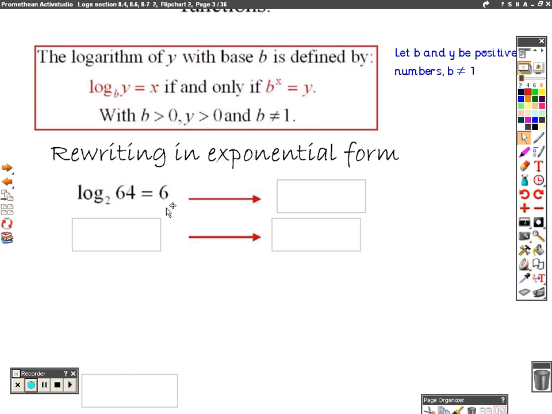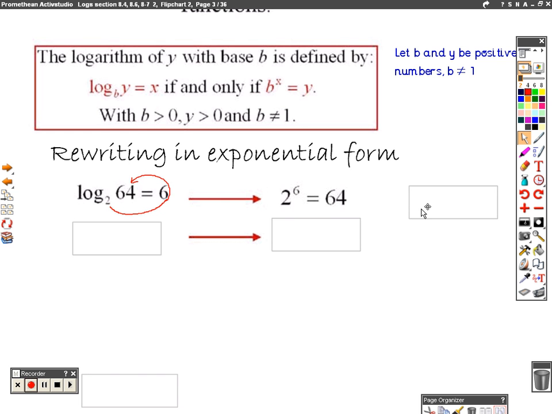All right, how I'm going to rewrite that is, as I'm reading, I say log base 2. Well, I just identified my base by saying log base 2. That's my base. My base is 2. The base to the exponent power equals n. So I draw this little arrow. It kind of helps to start at the base. So 2 to the 6th power equals 64. And that's going to be my exponential form.